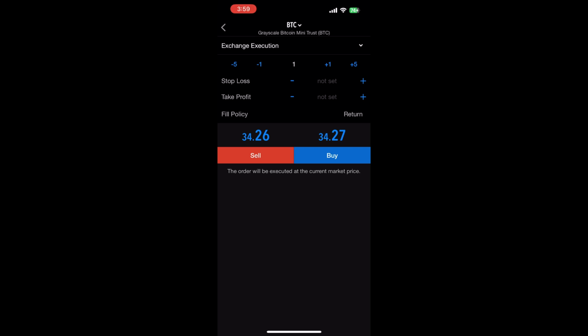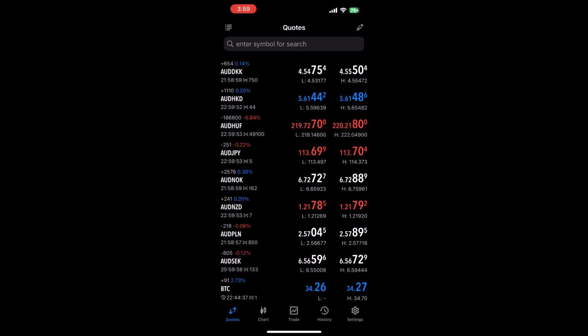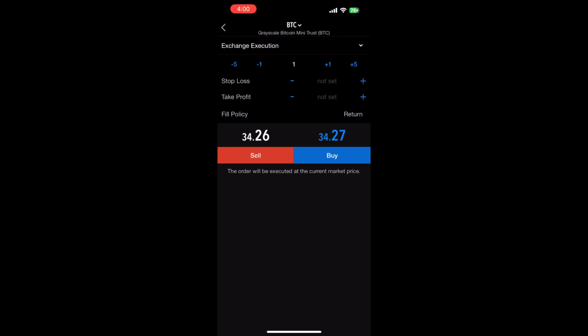After that, place your trade. MetaQuote says MT5 supports market and pending orders, depending on your broker's execution mode. Choose buy if you expect the price to go up, or sell if you expect it to go down. Then enter your trade size and confirm the order.